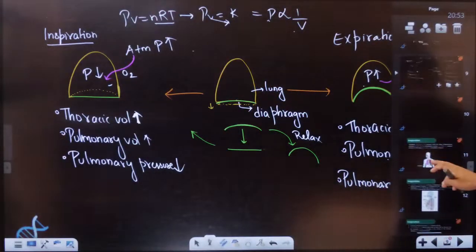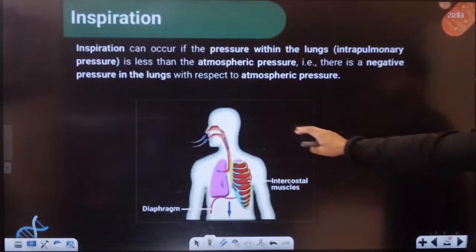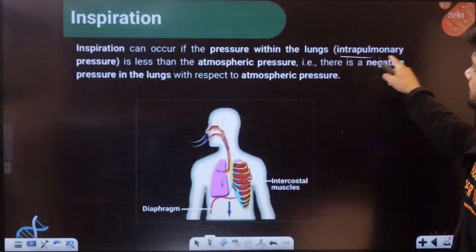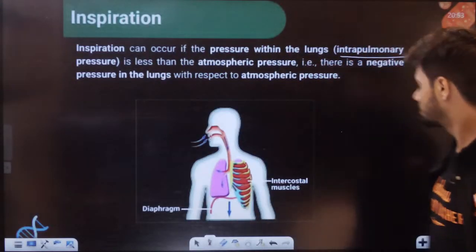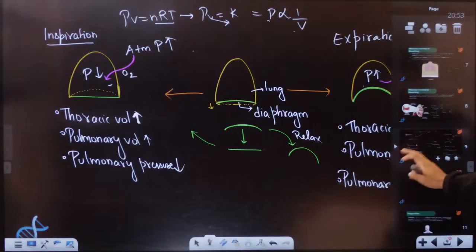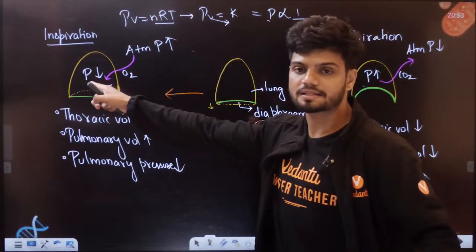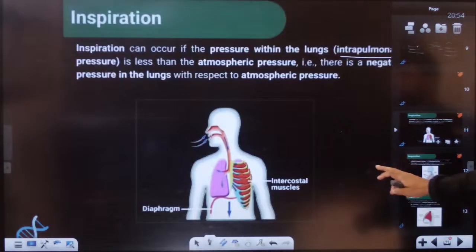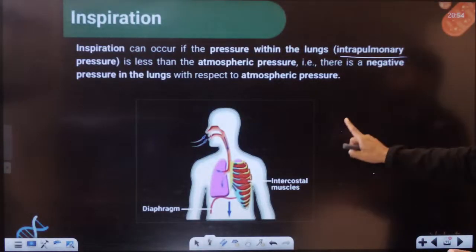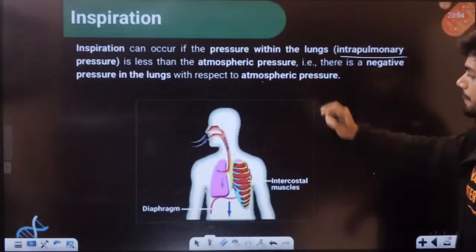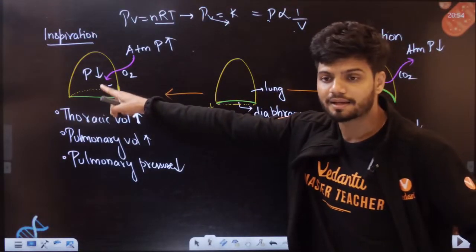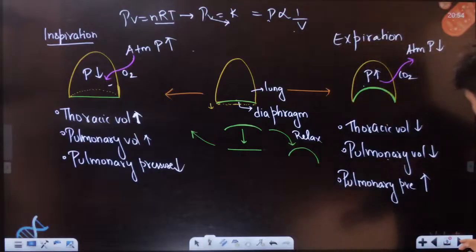Take care. Look, students. Inspiration, what happens? Inspiration can occur if the pressure within the lungs, the intrapulmonary pressure, is less. Inside the lungs, pressure should be less for inspiration. That is, there is a negative pressure in the lungs with respect to atmospheric pressure. So we are creating a negative pressure inside the lungs.